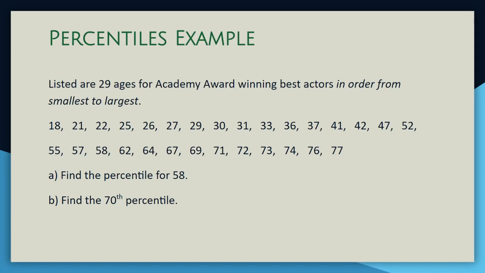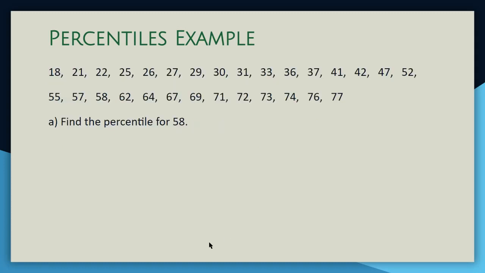The nice thing, they said this is already sorted from smallest to largest. So they've done this first step for us. We are already sorted. So let's go ahead and start with A. We want to find the percentile given a data value. So that's the first process we talked about. So there's my 58. I need to identify 3 numbers.